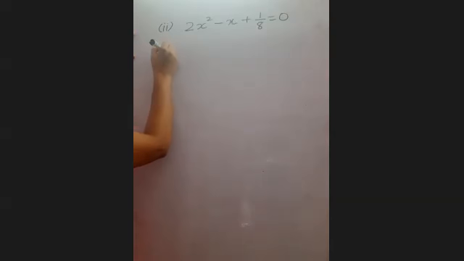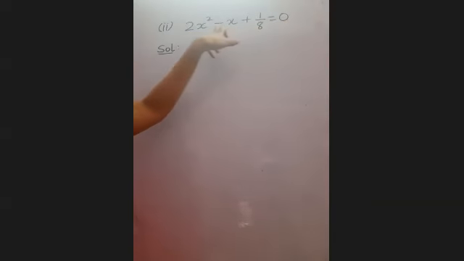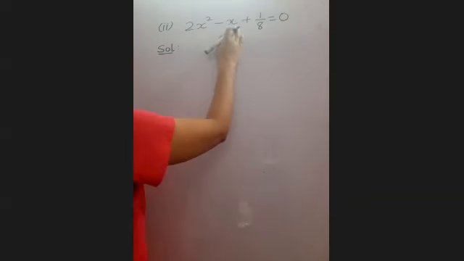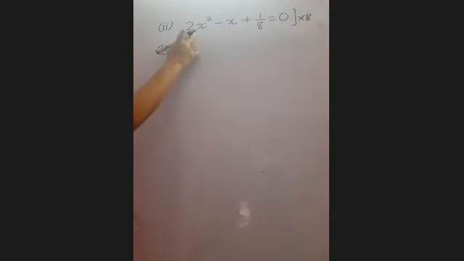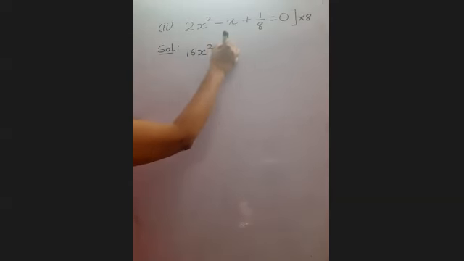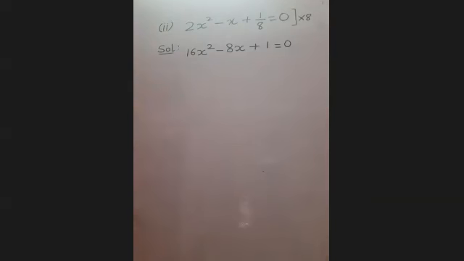So now we have 2x squared minus x plus 1 by 8 equals 0. Would we first like to get rid of the denominator? Multiply by 8. So this becomes 16x square minus 8x plus 1 equals 0. So this is what we are going to get.